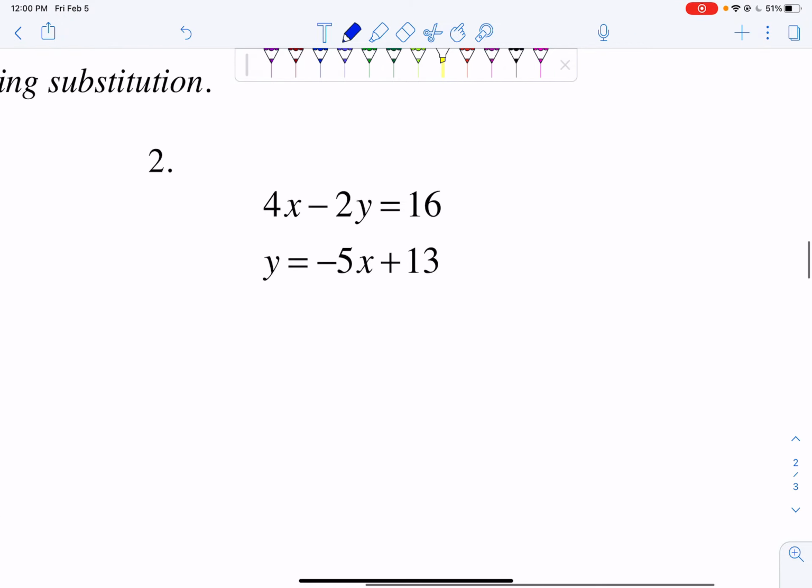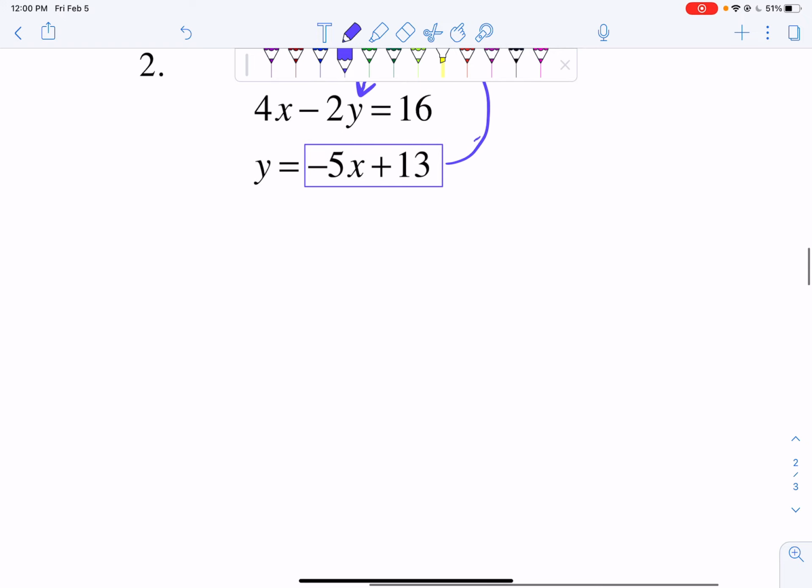I have 4x minus 2y equals 16, and y equals negative 5x plus 13. So the first question I have to ask myself: do I have an equation in the form y equals or x equals, where y or x is just by itself? And I do. I have y equals negative 5x plus 13. So everywhere I see a y, I'm going to substitute a negative 5x plus 13. What I like to do is rewrite the equation I'm going to substitute into. So I'm going to write 4x minus 2y equals 16.